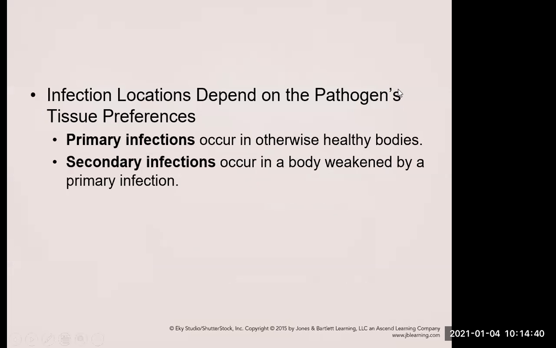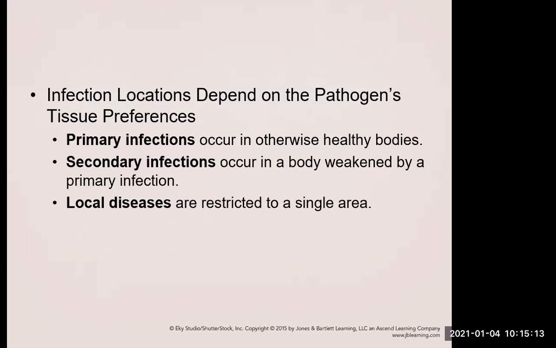All right, so primary versus secondary infections. I'll just reiterate. Primary infections take place at an otherwise healthy spot. So you breathe in the influenza virus, and now your lungs are infected with the influenza virus. They were healthy, now they're not. Secondary infection, you have HIV, and now your healthy lung microbiota cause you to have pneumonia. Primary versus secondary.